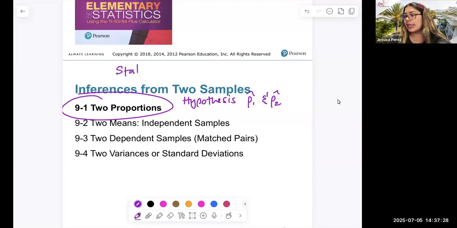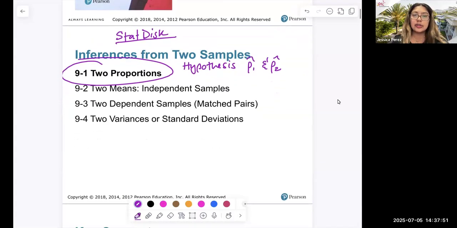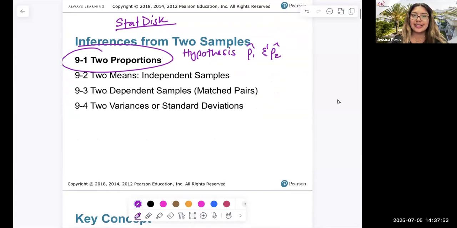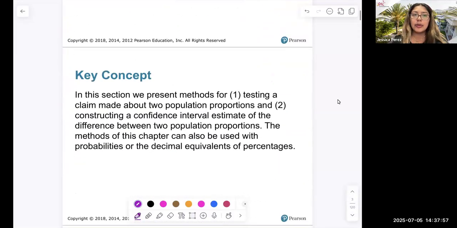Again, we are going to be using StatDisk to help us solve for finding the p-values, for finding the z test statistic, the z test. Is it in the region, outside of the region? Are we going to reject or fail to reject? So everything is extending to two proportions, two means, two dependent samples, and two variances. And that is going to be chapter 9. So let's begin on 9.1.